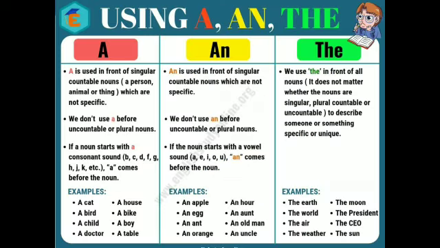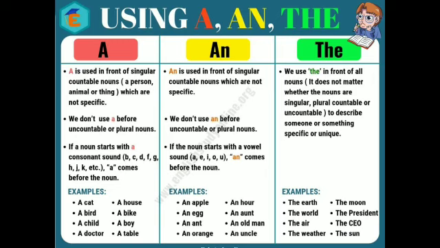So how can we use a, an or the in a sentence? Let's see. A is used in front of singular countable nouns which are not specific, when a noun is not specific and it is singular in number.